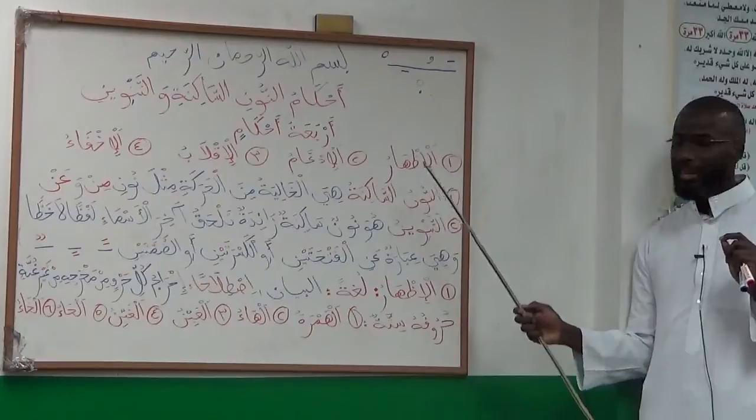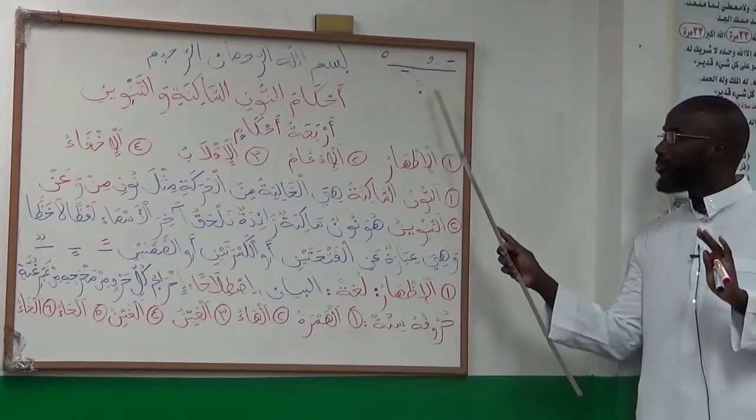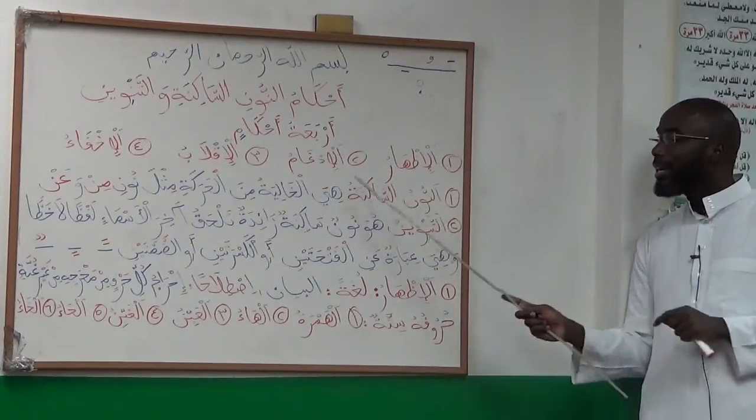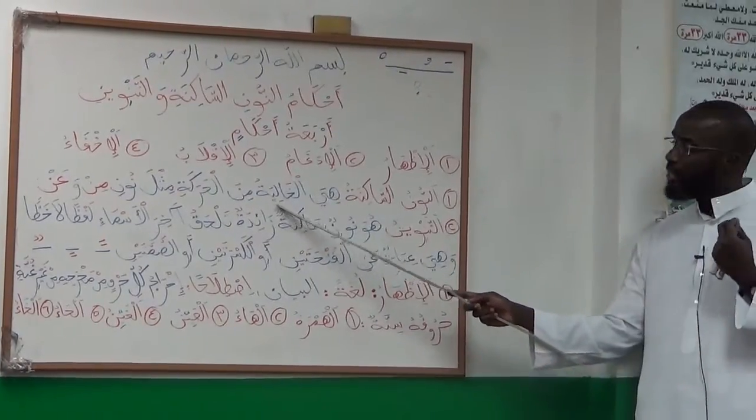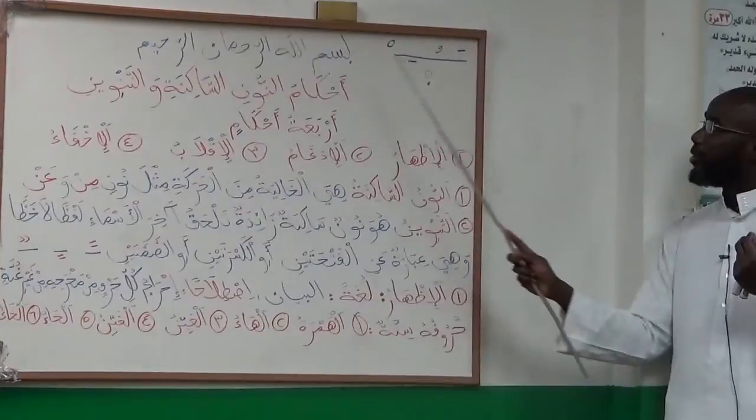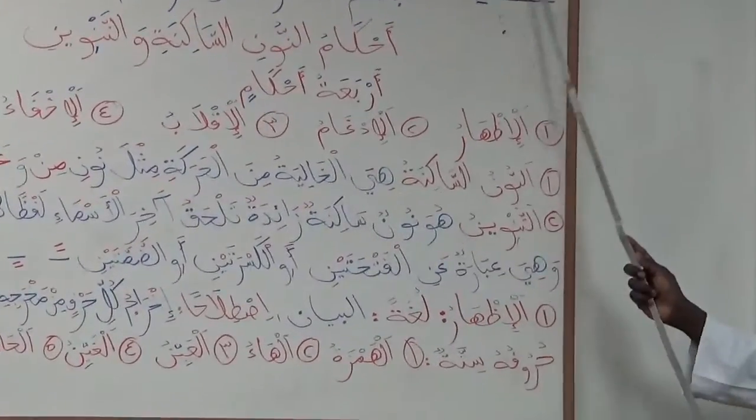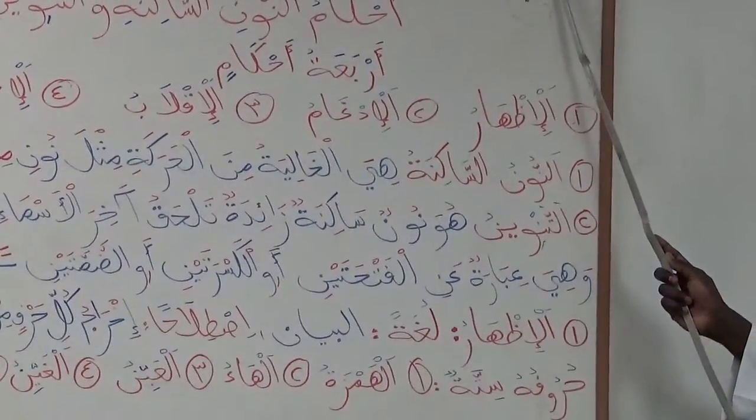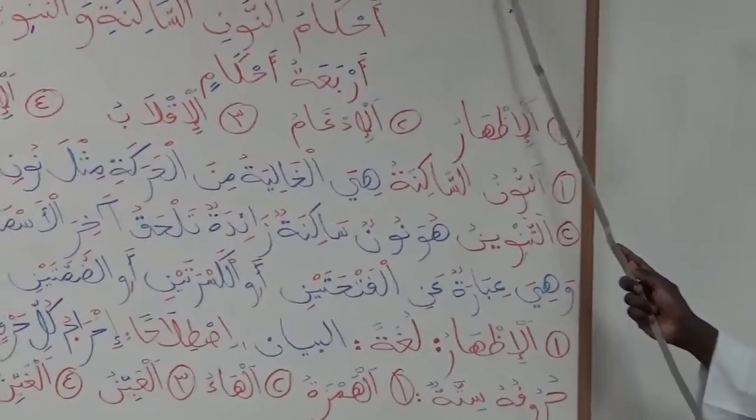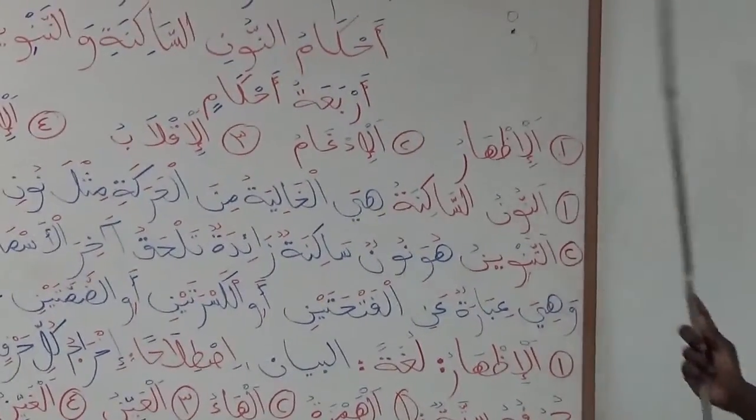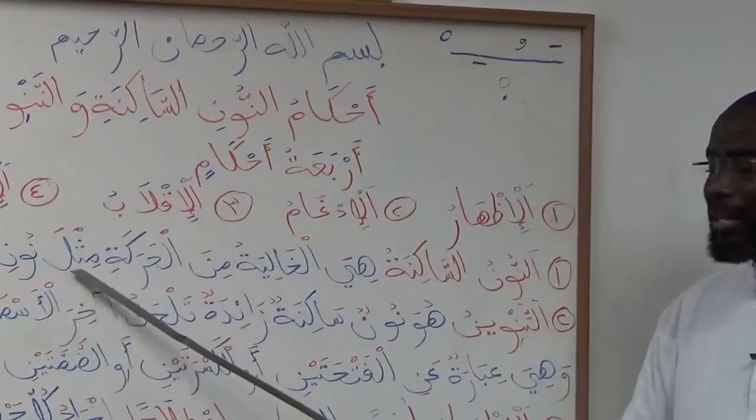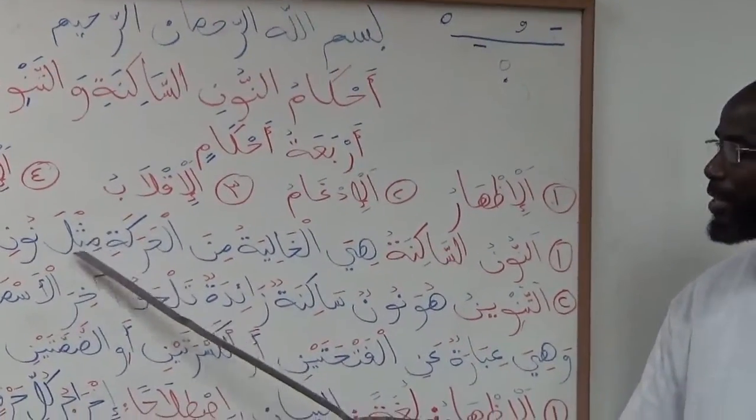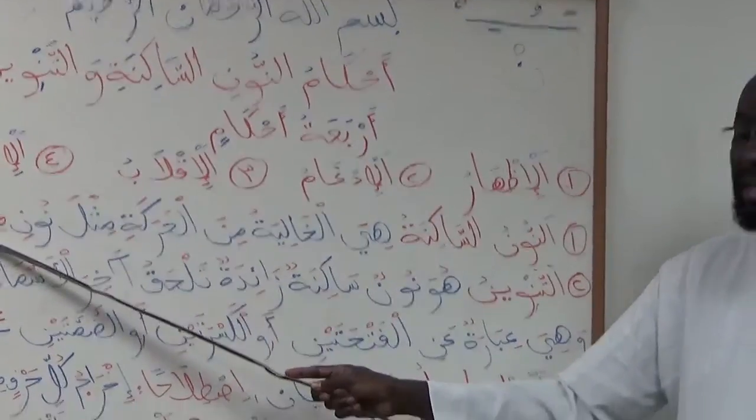So a noon sakina, by definition, very simple, is a noon that has a sukun. That's why he says, it is the noon that is devoid of a vowel. So the vowel, when Arabs say al-haraka, it means the fatha, or the dhamma, or the kasra. So it means that you are left with the sukun. He says, for example, like the noon of this letter min.